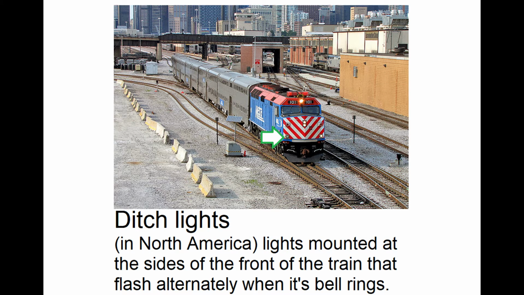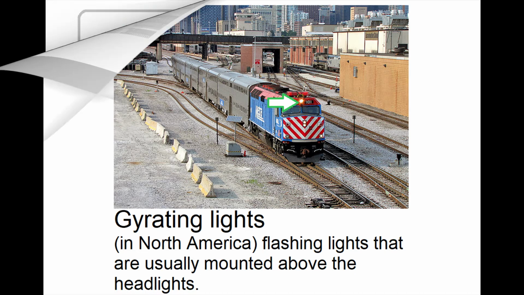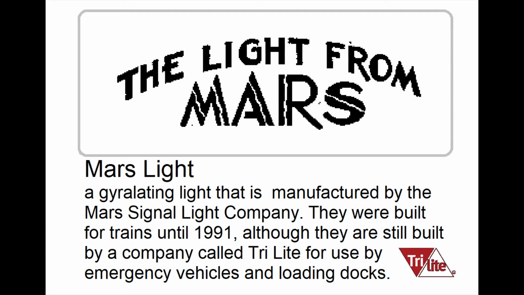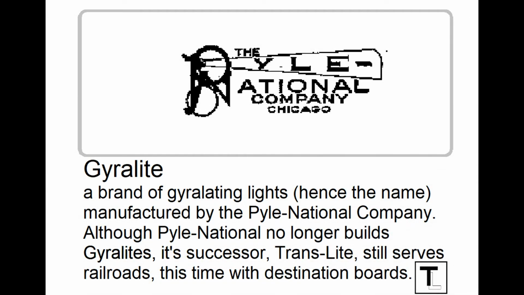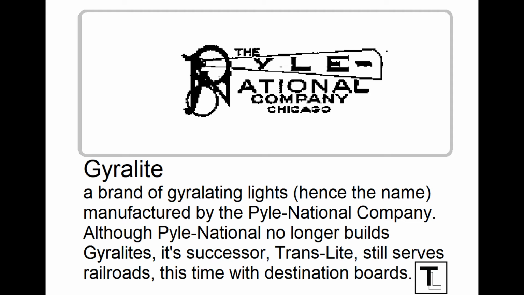Ditch lights are largely a thing in North America, where they have been mandatory since December 31st, 1997. Though from the 1930s until then, the flashing lights that were common on North American locomotives are oscillating lights that are usually mounted above the headlight. The major companies that manufactured them were the Mars Signal Light Company and the Pyle-National Company, who each manufactured these lights under the names of Mars Light and Gyralite, respectively.